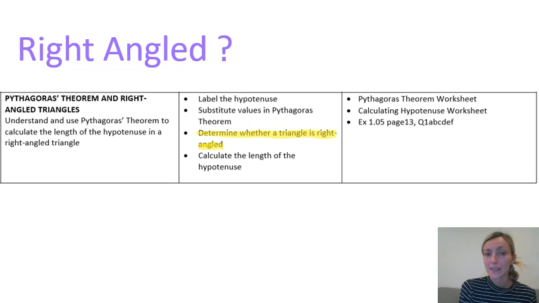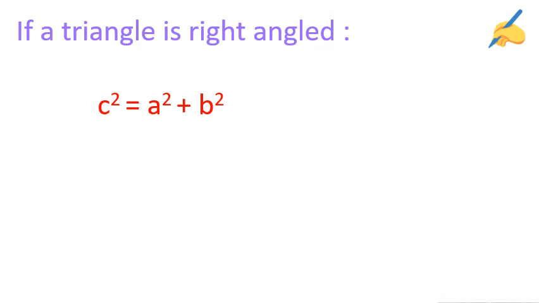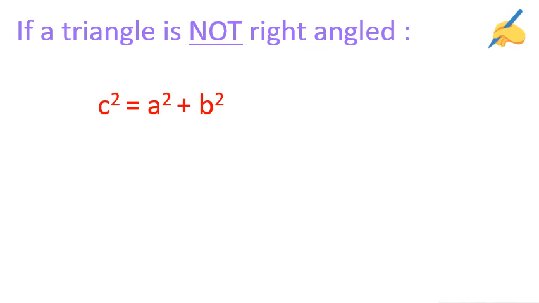Hi class, today's lesson is determining whether a triangle is right-angled. We already know from Pythagoras' theorem that if a triangle is right-angled, then c squared will equal a squared plus b squared. If a triangle is not right-angled, then c squared will not equal a squared plus b squared.